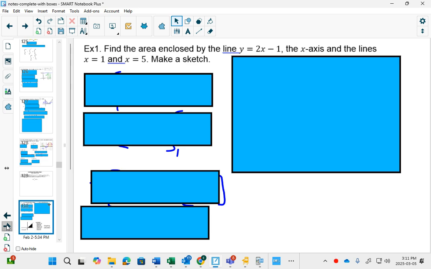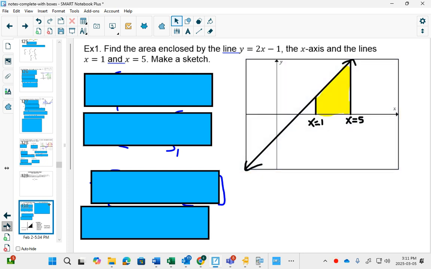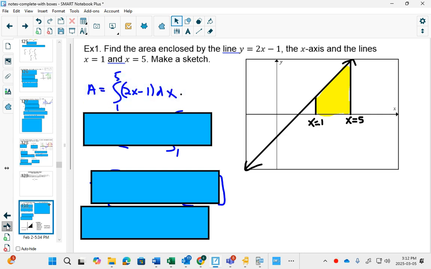So find the area enclosed by the line 2x minus 1, the x-axis and the lines x equals 1 to x equals 5. Okay, would you need calculus? No. Could we use calculus? Yes. So if we wanted to use calculus, that'll just be the integral from 1 to 5 of 2x minus 1 dx.